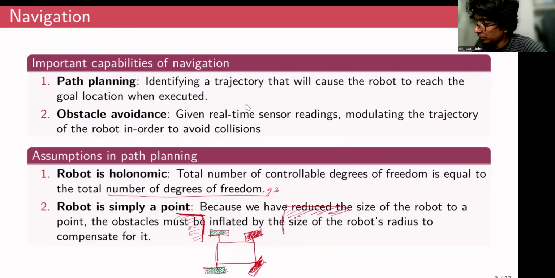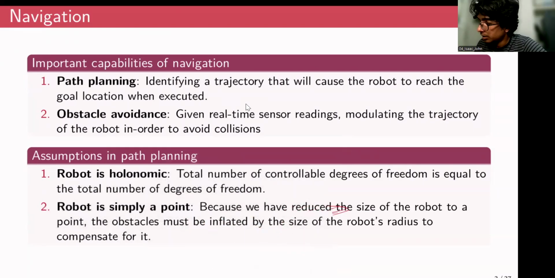So that's about holonomic and non-holonomic robots. And we assume that our robots are actually holonomic. That was the first assumption. And the second assumption is we consider our robot to be a simple point, right? So, for example, if we have a robot of a physical size like this, and if we have an obstacle like this, right?